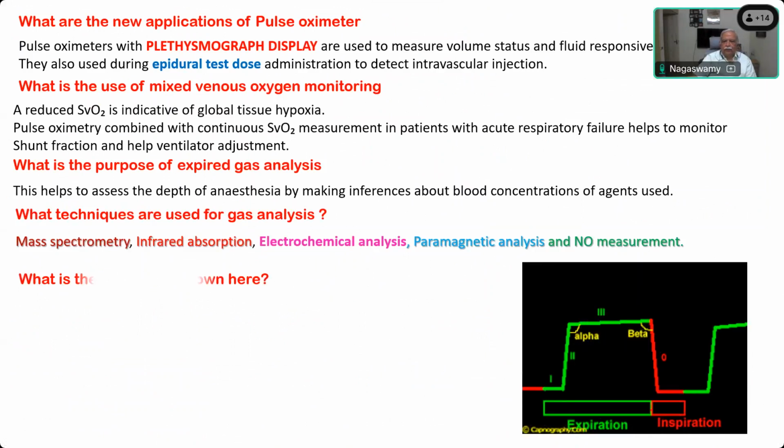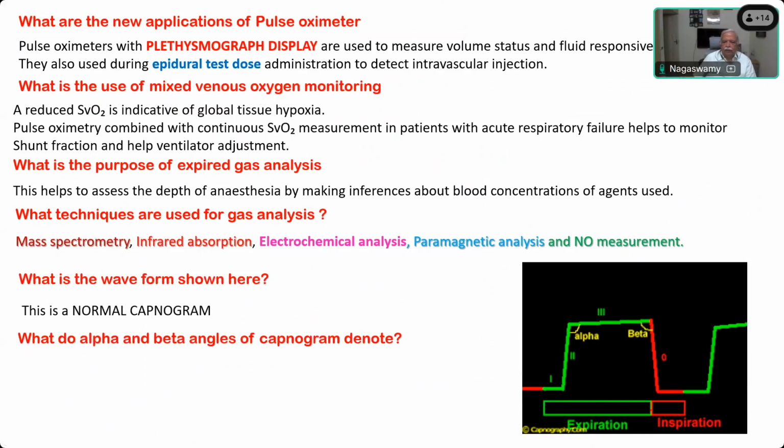What is the waveform shown here? Capnogram. Capnograph or capnogram, or what? This is a normal capnogram. Okay. What do alpha and beta angles of capnogram denote? What do they denote? One of the common questions in the exam. Why you will have to answer this.